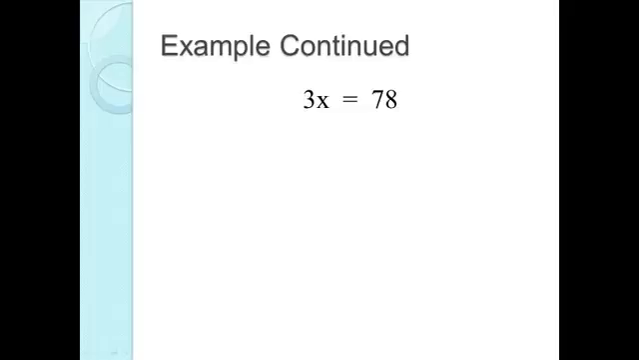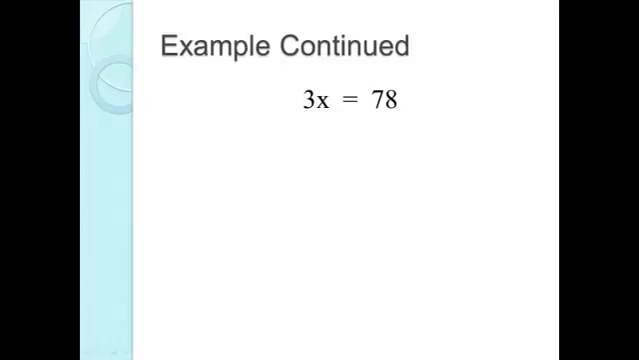In order to solve multiplication or division equations, we will do the opposite operation on both sides. So if the number with the variable is being multiplied, we will divide on both sides. If the number with the variable is being divided, we will multiply by that number on both sides.